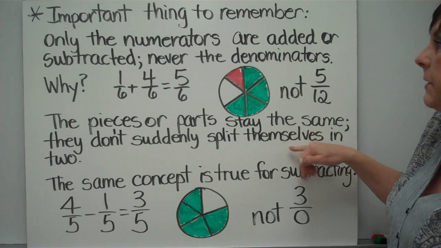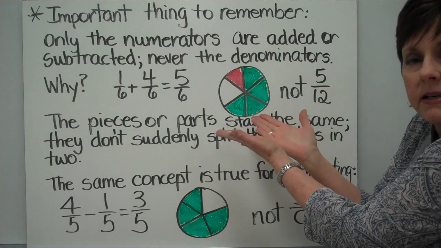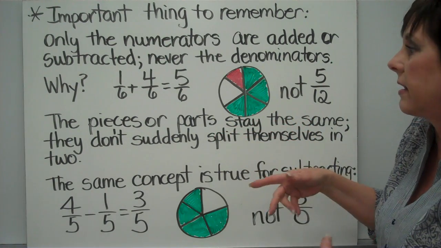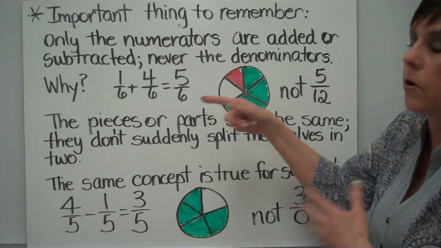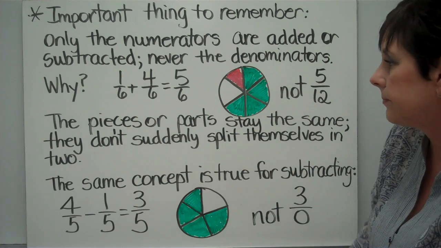And remember, these pieces are parts. They always just stay the same. If they're divided in sixths here, they will stay divided in sixths. They don't suddenly split themselves up into 2 so that now you don't have 6, you have 12. No, it'll stay the same.